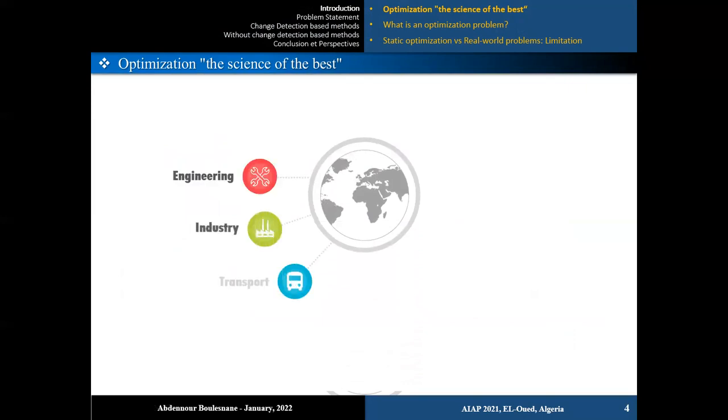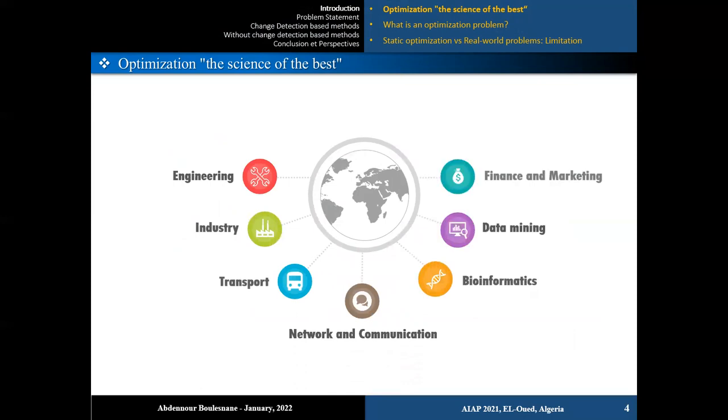Nowadays, optimization has become a central subject in operations research. The number of decision support problems that can be formalized in the form of an optimization problem is in strong growth, whether in engineering, industry, transport, or other sectors.